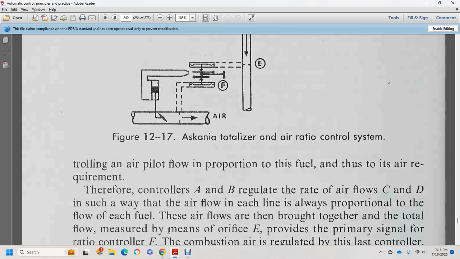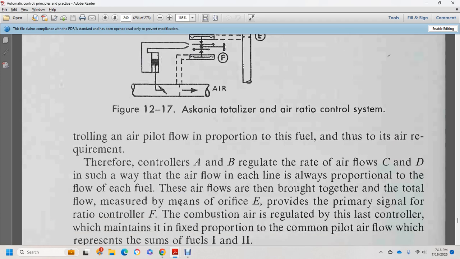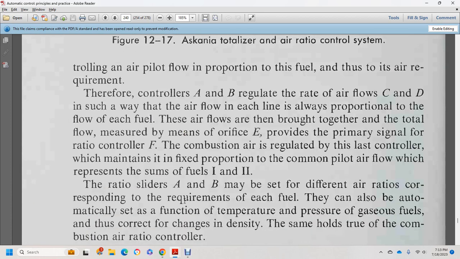The total of the flow, measured by means of orifice E, provides the preliminary signal for ratio controller F, with the combustion air regulated by the last controller. This means there is a fixed proportion with the common pilot airflow, representative of the sum of fuels 1 and 2. The ratio slide with A and B may be set with different air ratios.